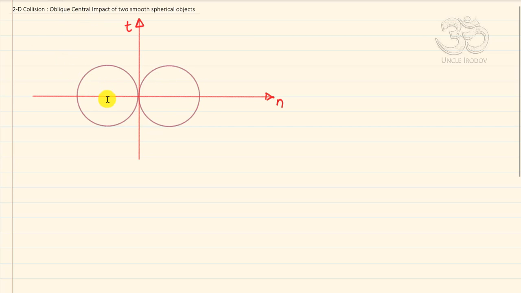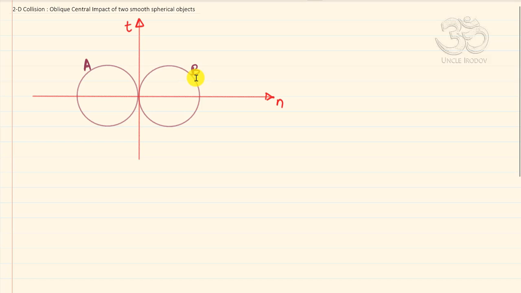But then, because the velocities of these balls have not yet been assumed, I will assume them such that they are not along this line. It will be an oblique collision. Let us say that this ball is A and that the other one is B.